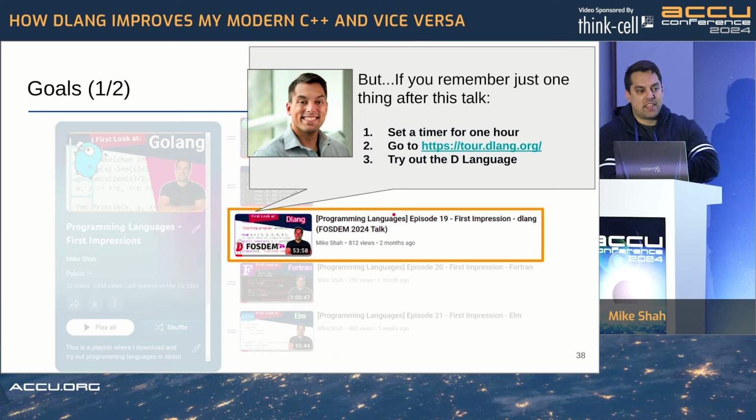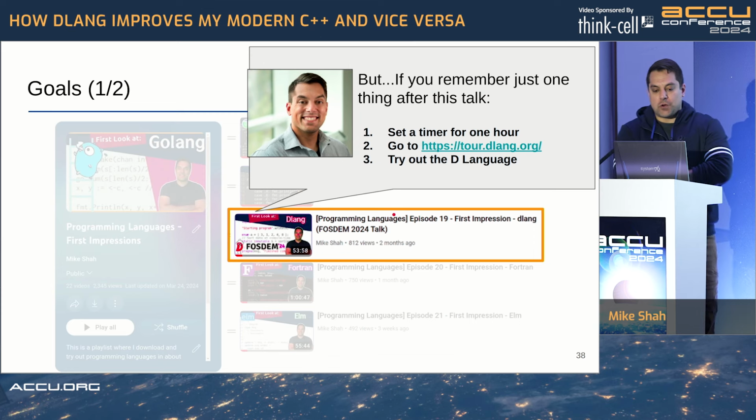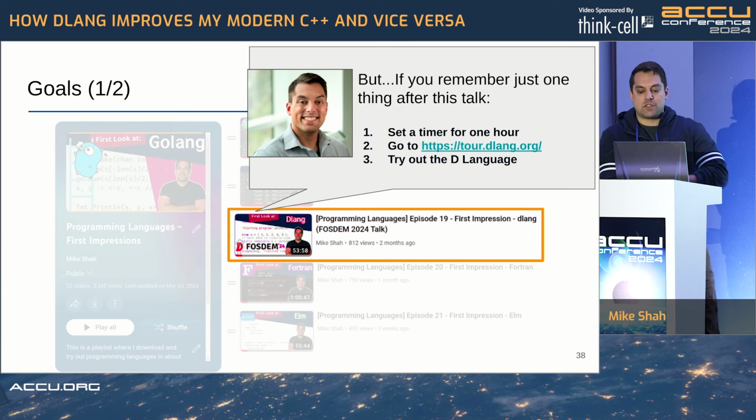All right, so I do have one goal through this talk, something that I'll just put forward. If you are just going to remember one thing, my art of persuasion is to go ahead, set a timer, go to the D language homepage and just try out the tour. Same thing I've been doing. You can see me do it on camera over and over and over again. I do the same exercise to get started with a language.